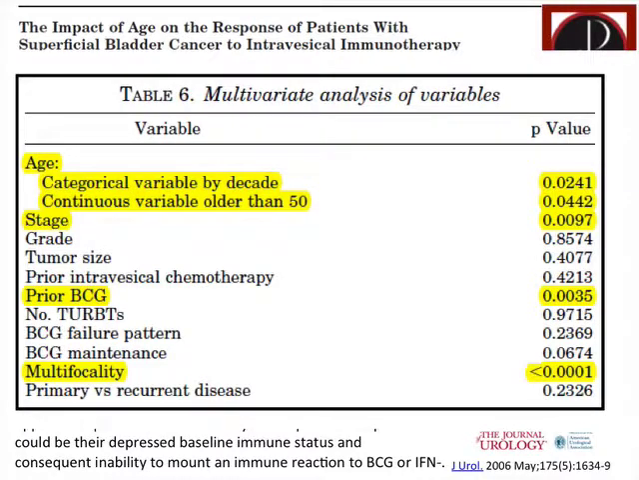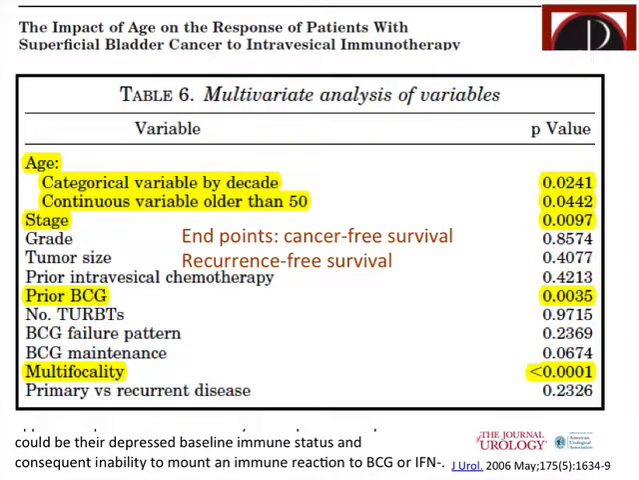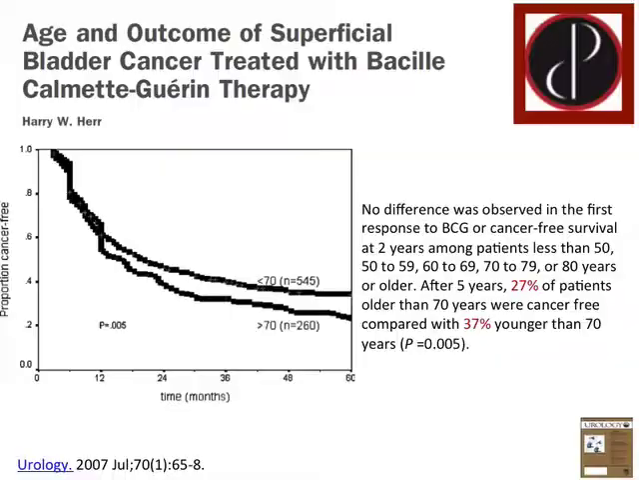And this is the multivariable analysis table, which looked at age, stage, prior BCG therapy, and multifocality as factors predicting the response to BCG. But their endpoints were cancer-free survival and recurrence-free survival.